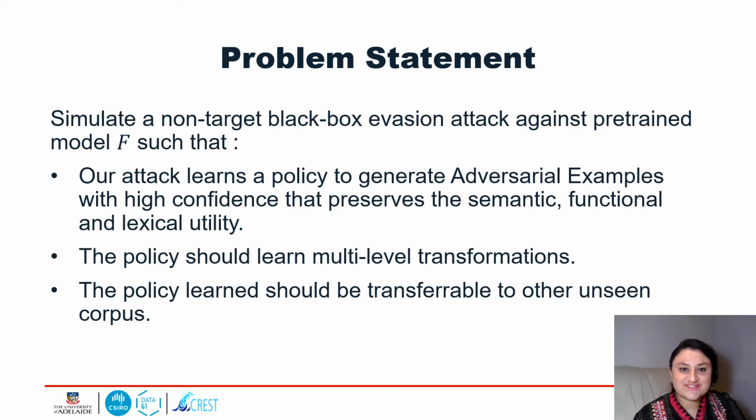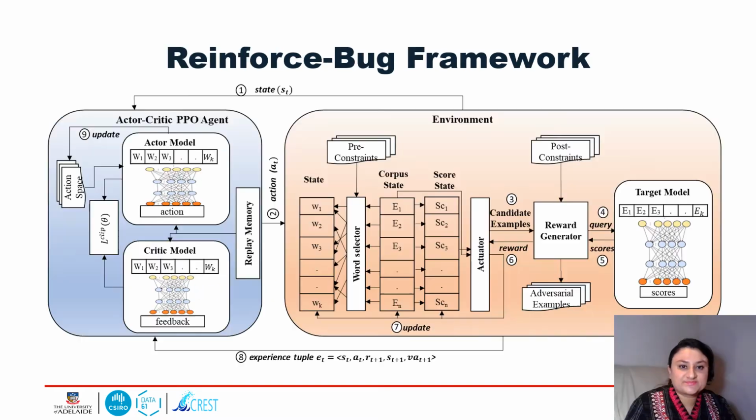Now, as we have discussed the motivation behind our work, I would like to discuss the problem addressed by our work. We wanted to simulate a non-targeted black box evasion attack against a pre-trained model F such that our attack learns a policy to produce utility-preserving adversarial examples. The policy should learn multi-level transformations and the policy should be transferable to other unseen corpora.